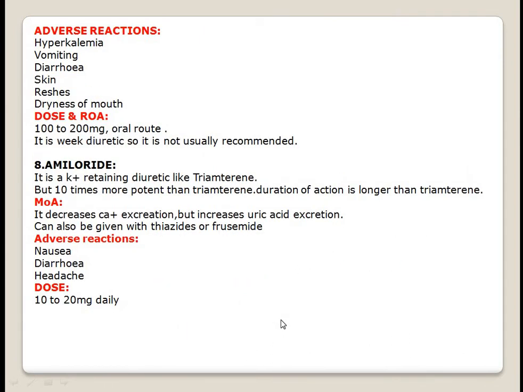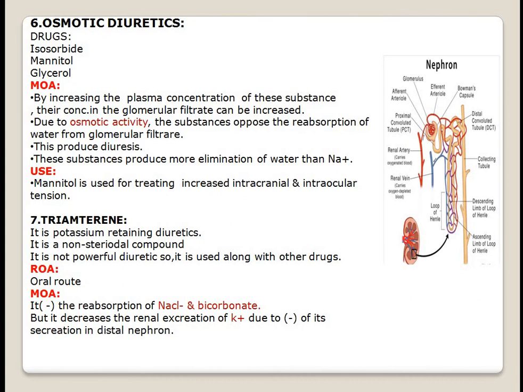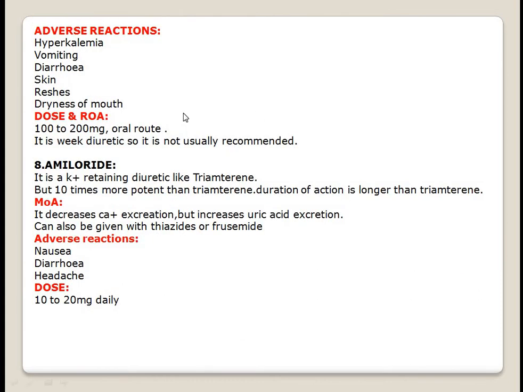So next, adverse drug reactions. Adverse drug reactions of triamterene are hypercalcemia, hyperkalemia meaning high potassium, vomiting, diarrhea, skin rashes, dryness of mouth. These are all the adverse drug reactions of the drug. The route of administration is oral route only, 100 to 200 mg. It is a weak diuretic, so it is not usually recommended.